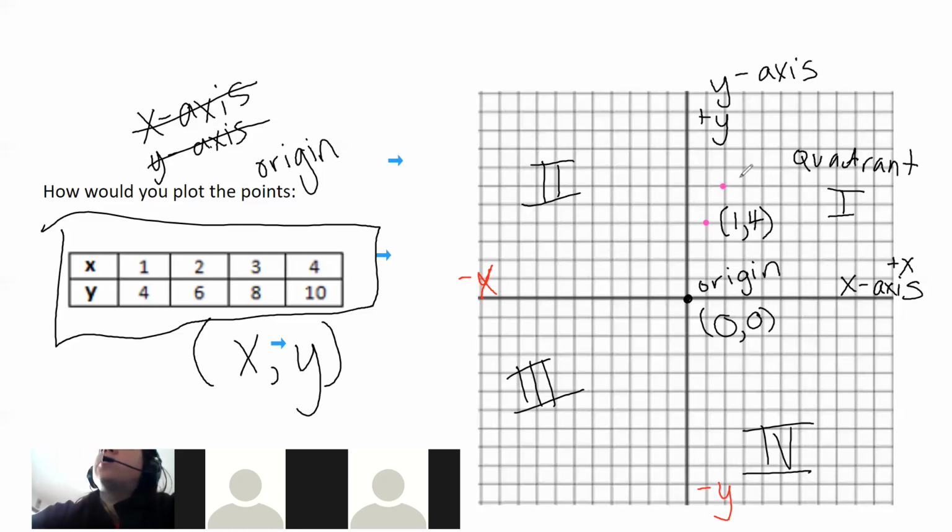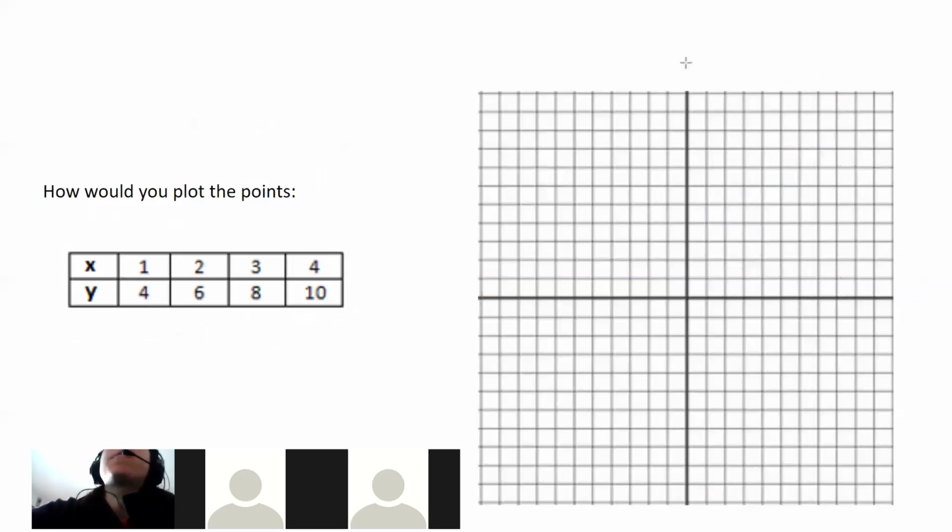Yep, that's 2, 6. Good. I go over 2, up 6. What about my next point? 3, 8. Good. And then what's the next one? 4, 10. Good job. And that will make a line. Cool. So we're going to get into graphing all that stuff.